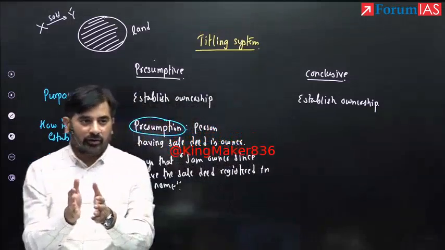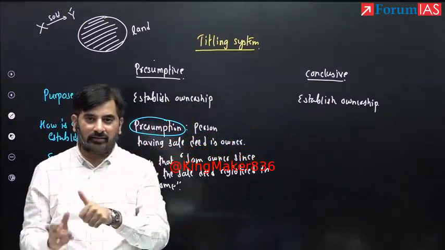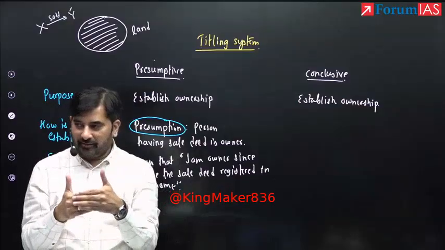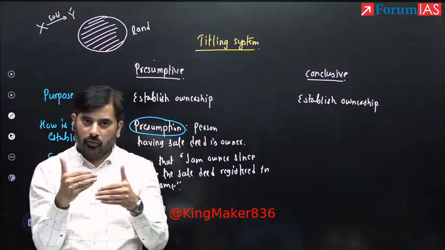What are you converting into soft copy? Three things. What are those three things? A record of rights, survey map, and the sale deed. That's the first step. After that, what will you do?